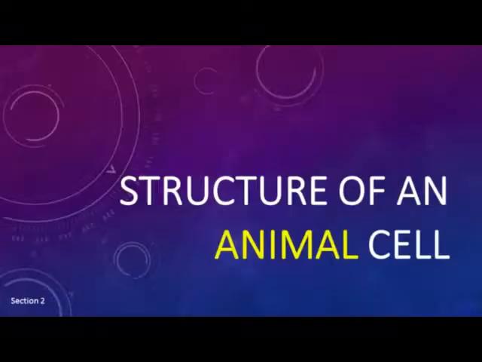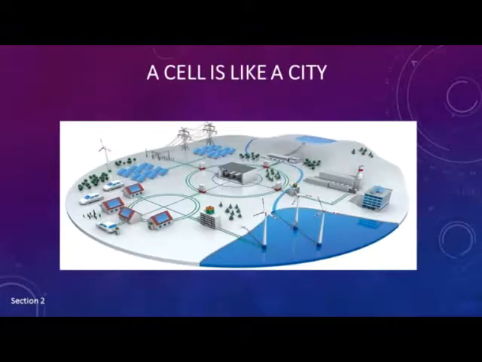Let's now talk about the structure of an animal cell. To understand the inner workings of a cell, it's helpful to think of the cell as a city. Just as a city has institutions that make sure there is law and order, electricity, clean water, sewage disposal, and efficient transportation, the inside of a cell has similar structures that each does its own part to make sure that the cell is running well.